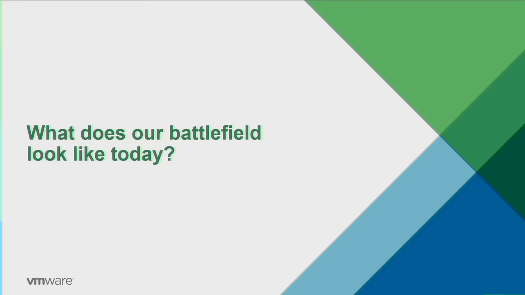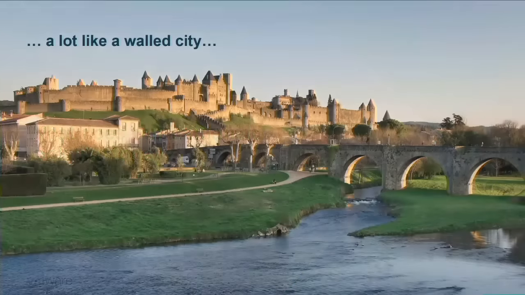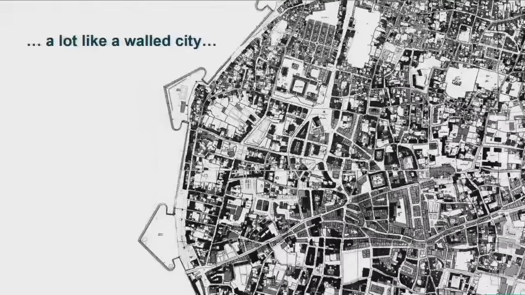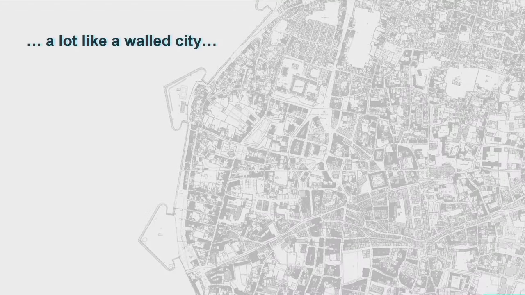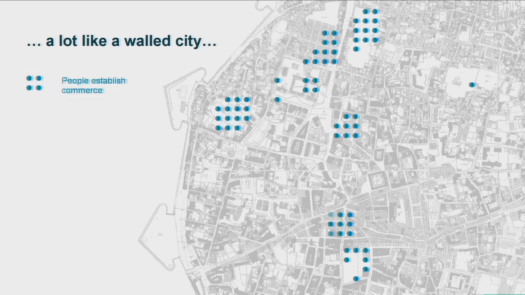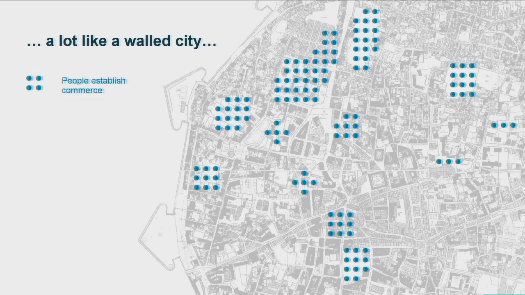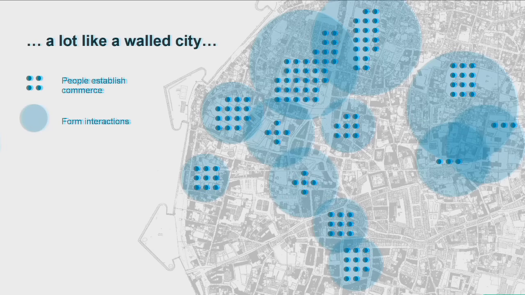So what does our battlefield look like? I would argue in a traditional data center, our battlefield looks a lot like a walled city. Inside that walled city, we have people conducting business. You have suppliers and vendors and bankers all interacting through a series of processes where they're going back and forth, and they're using the infrastructure of our walled city in order to conduct that business.